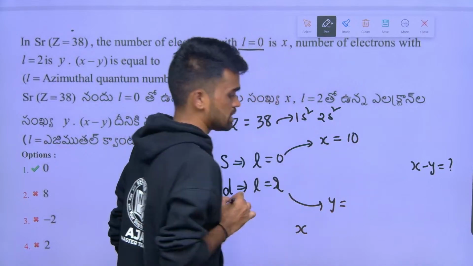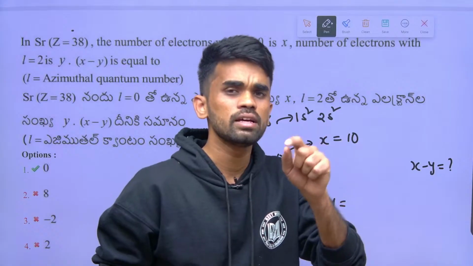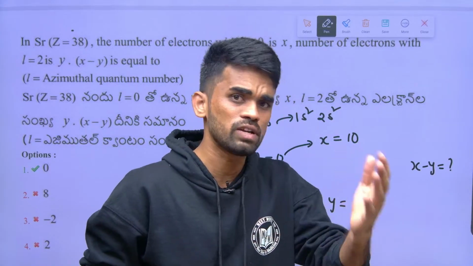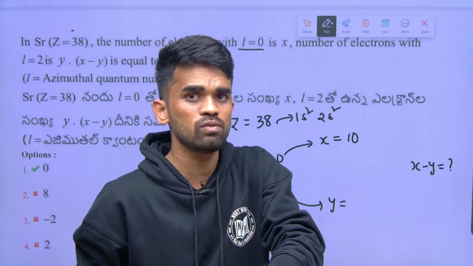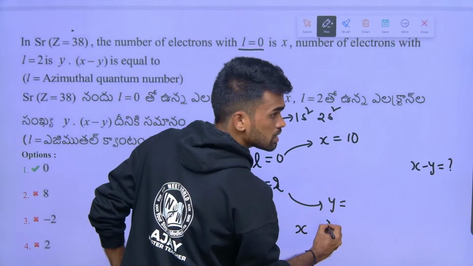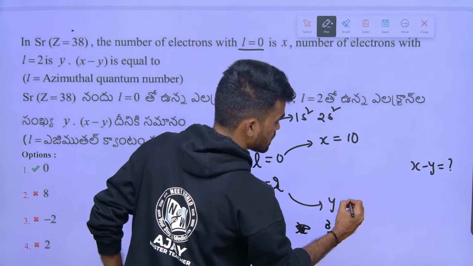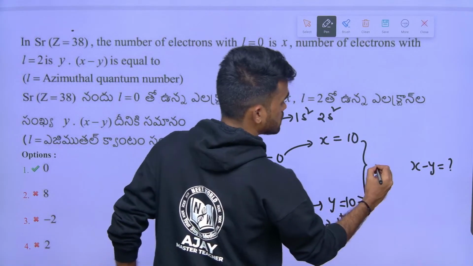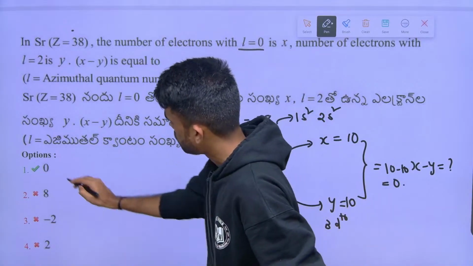So the x value is 10, and what about the y value here? How many d orbitals are there? Only 3d orbitals we will be seeing. After 5s we can expect 4d, but here 4d will not be involved, it is 4d 0 but 3d 10. So 3d has 10 electrons, so the y value is 10. So x minus y is how much now? 10 minus 10, so this will be 0. So we have option 1 as 0.